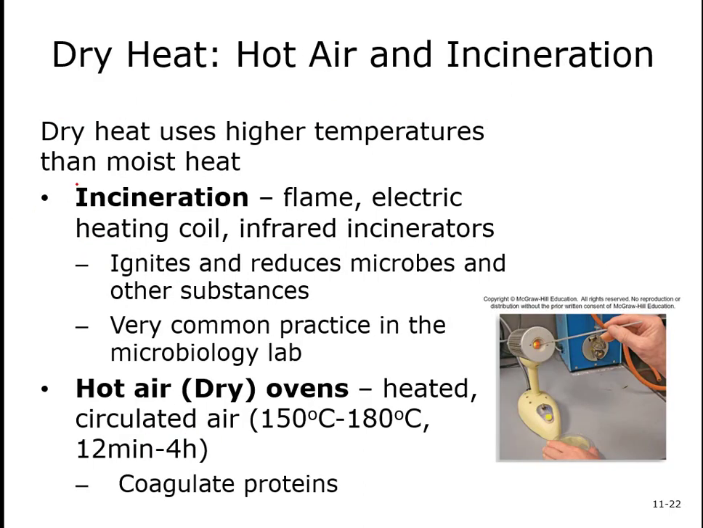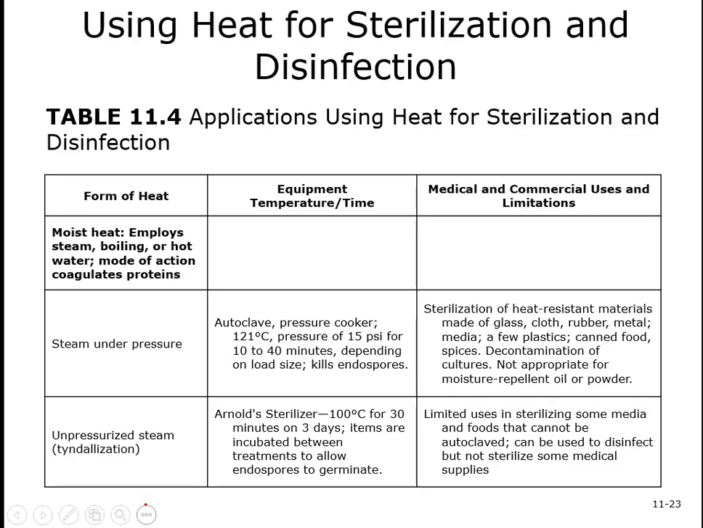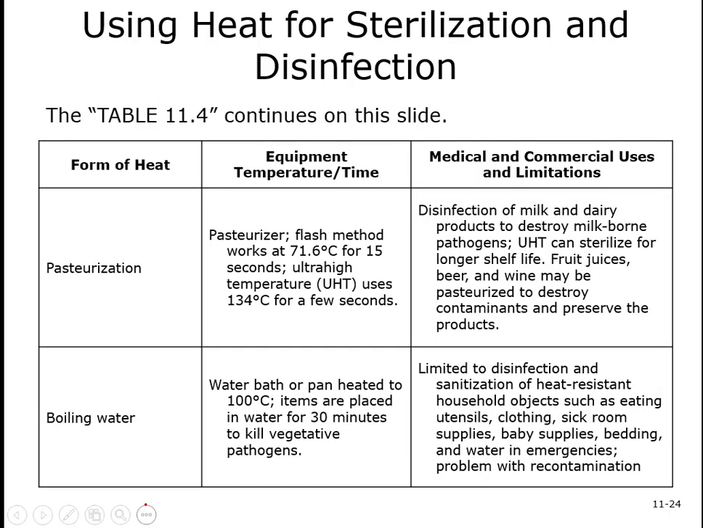Now, some dry heat methods. There's incineration, when you basically put something straight into a hot coil or into a flame. For example, when we use our loops in the lab and put them in the flame, we're incinerating. You could also have a dry oven. These methods coagulate proteins and denature them, and the proteins lose their function. These tables summarize everything I just talked about, and they're really great and useful for studying.